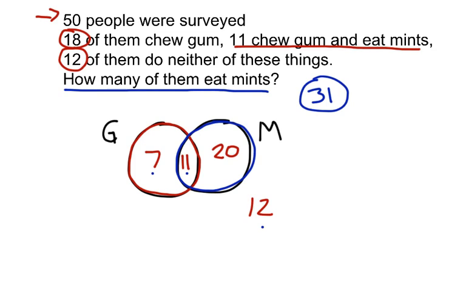Now, if you're thinking, wait a minute, shouldn't the answer be 20? Well, these people over here, those 20 people, they eat mints and don't chew gum. Notice they're inside the mint circle and they're outside the G circle. So they eat mints and don't chew gum. The people here in the middle eat mints and chew gum. Well, the question asked me, how many of them eat mints? That's everybody inside that circle, so we want to count all 31 of them. If the question had said, how many of them eat mints and don't chew gum? Then the answer would be 20. But for the question we were given, our answer is 31.